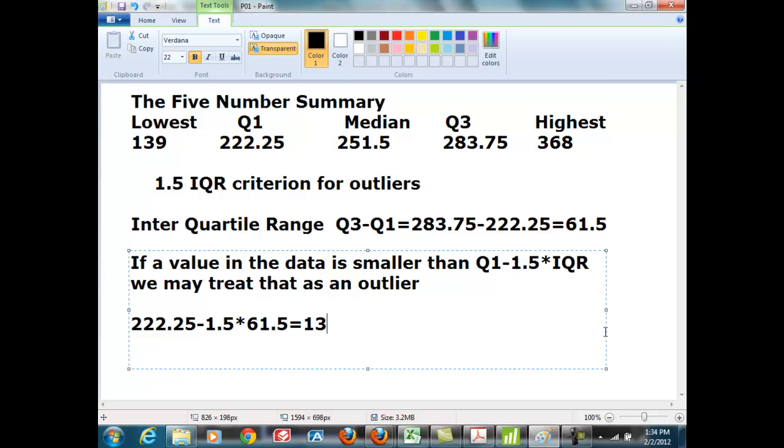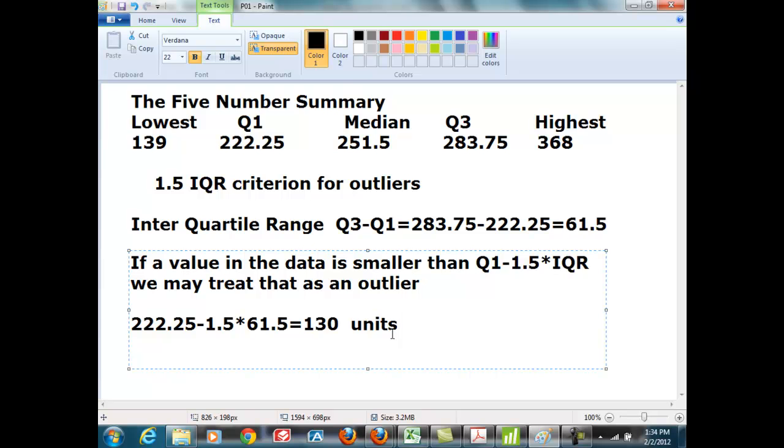Okay, it's 130. Everybody agrees? Yeah, it should be 130. Now, in our data set, do we have anything below 130 units? Which one is below 130 units? Tell me. The lowest is 139. Right? So we don't have an outlier. We do not have an outlier according to this criterion.